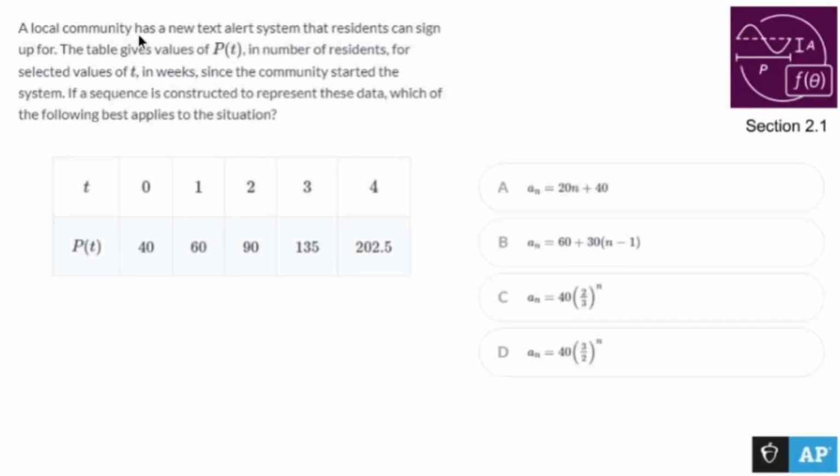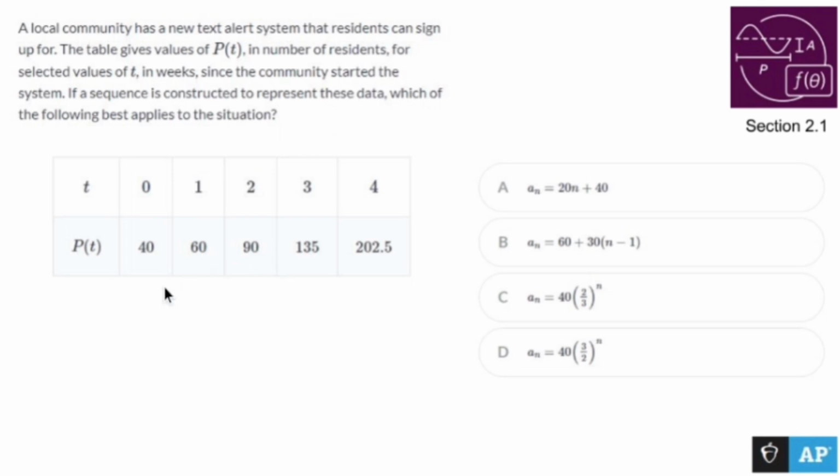A local community has a new text alert system that residents can sign up for. The table gives values of P of T, the number of residents, for selected values of T in weeks since the community started the system. If a sequence is constructed to represent these data, because it's plural, which of the following best applies to the situation?